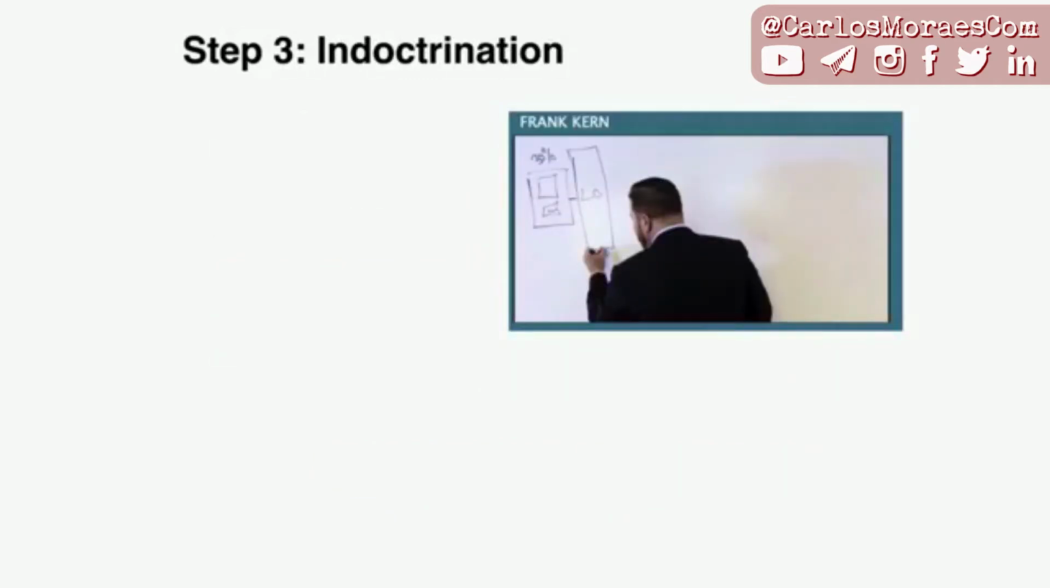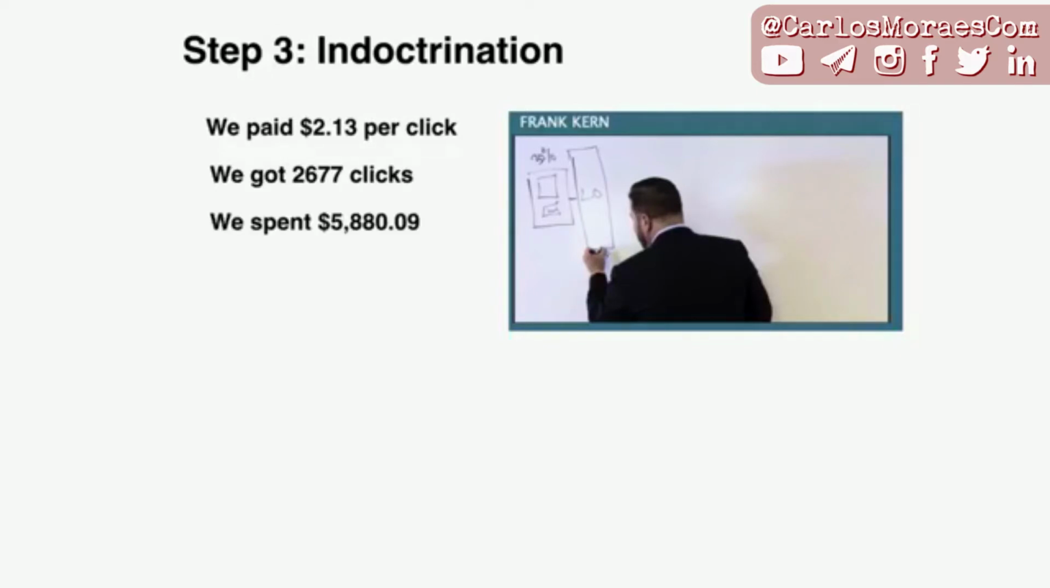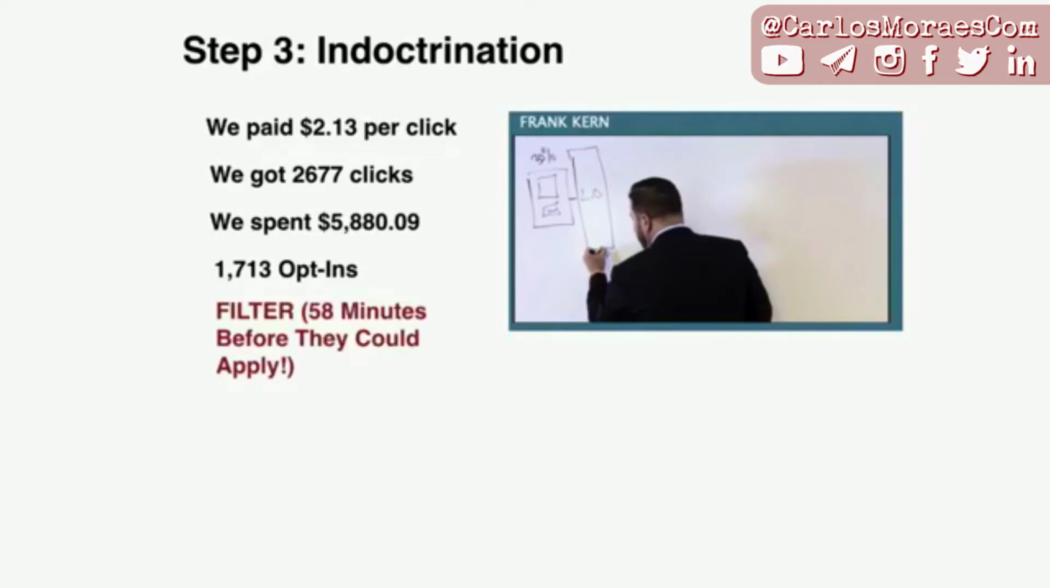I'll take it. So when they opt in, now my job is to demonstrate value, right? If you really look at this, I'm doing exactly what I taught you on Friday, which is I take that escape and arrival framework I went through, and I'm showing them, here's the process you need to go through to get to where you want to go. So I paid $2.13 a click. We got 2,600 and change clicks, spent about $5,800. 1,713 people opted in, and they saw this big video.